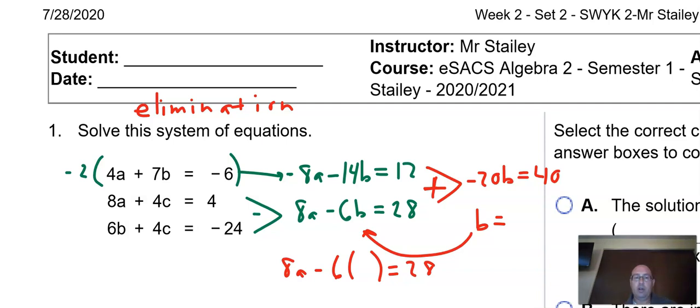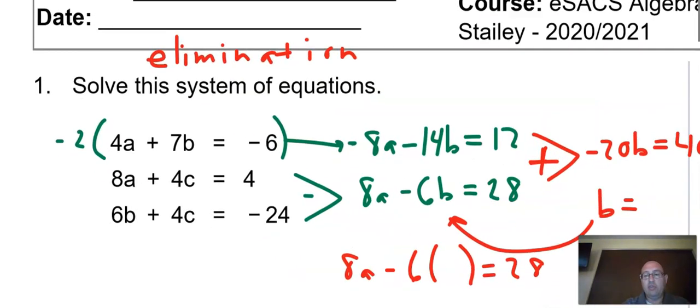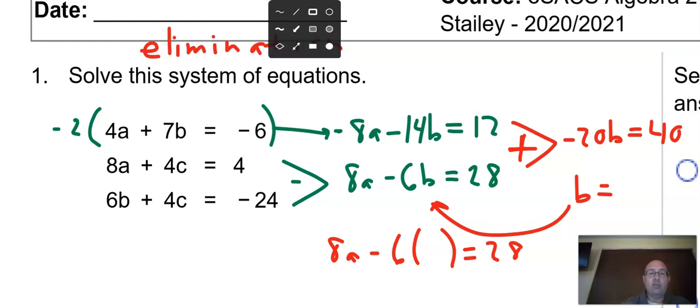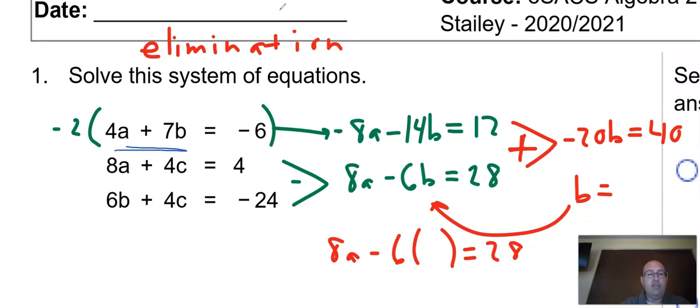So these are the notes for 3x3 elimination, which is week 2, set 2, SWYK 2 notes. I want to go through this as quickly as possible, but it is a little bit more complicated than elimination, substitution. So I've tried to write things out as we go. The idea here is that when I take a look at this, you'll notice that the first equation has A and B in it, but no C.